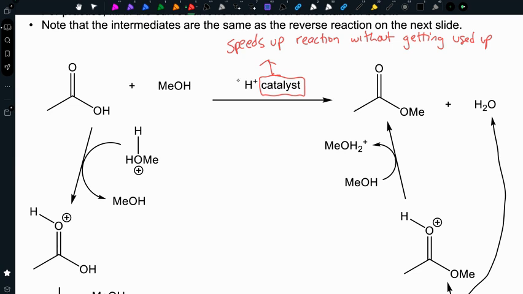When we encounter H plus catalysts, generally that means we've added some acid and those extra H pluses are going to be bonded to our solvent. In this case, our solvent is methanol. So the H plus that we start with is going to be bonded to methanol.